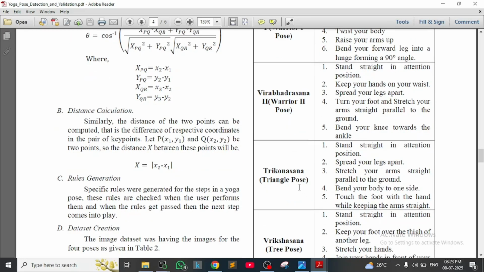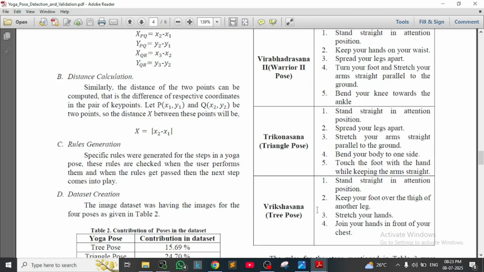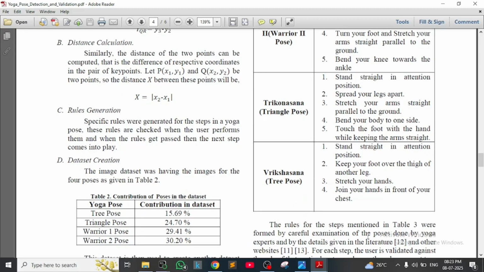Trikonasana, that's triangle pose. Stand straight in attention position. Spread your legs apart. Stretch your arms straight parallel to the ground. Bend your body to one side. Touch the foot with the hand while keeping the arms straight. Vrikshasana, tree pose. Stand straight in attention position. Keep your foot over the thigh of the other leg. Stretch your hands. Then join your hands in front of your chest.